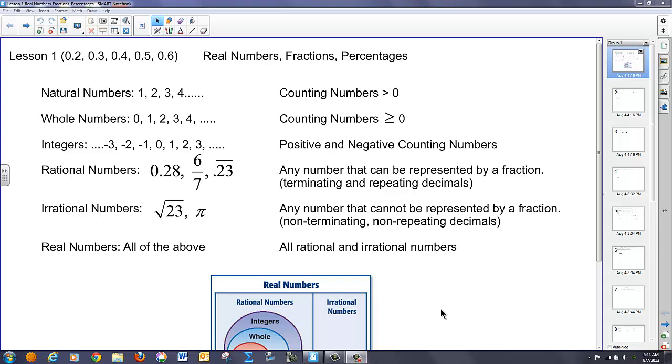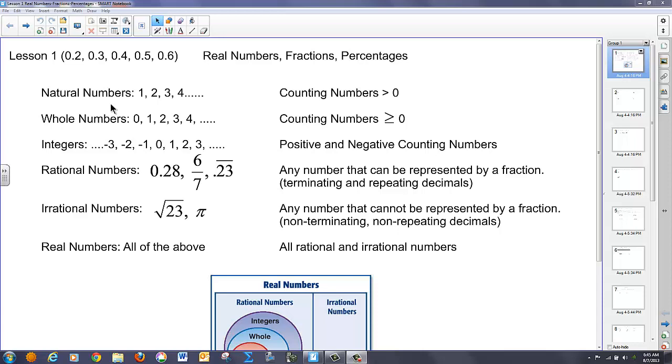So we're going to start off the year with a little pre-algebra review, just to make sure everybody's on the same page. And if you find that you're not, make sure you get in to get some help early, and we'll get you caught up. So here we go. Real numbers, fractions, percentages, all the basics you've seen before. We just, once again, want to be speaking in the same language.